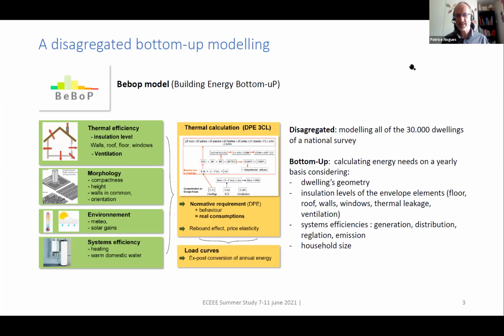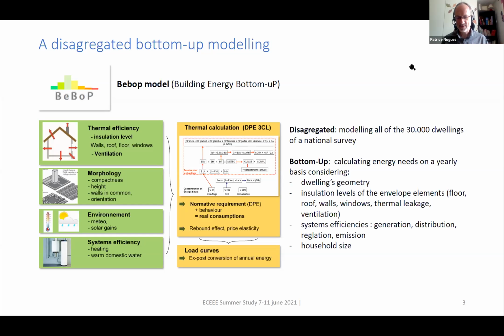And once we have this, you will see the bottom-up part, so the engineer part of the modeling, which is that we can perform a thermal calculation, which is simplified. It's the national French method for the energy performance certificates. So it's a yearly based calculation, but it allows us to really know what we do and to make explicit the different actions.